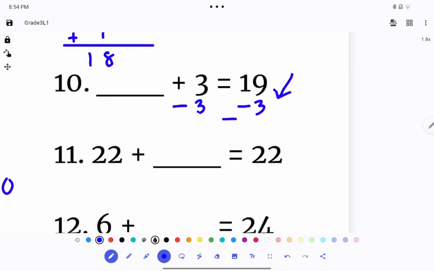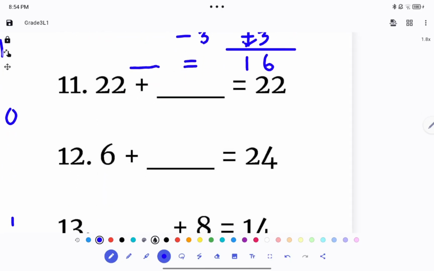19 minus 3, let's see. Now 3 can go into 9 with enough room. So 9 minus 3 is 6. Then we just bring down the 1 and we get 1. So we find out that this unknown number that we want to find is 16. So we get 16 plus 3 is equal to 19.